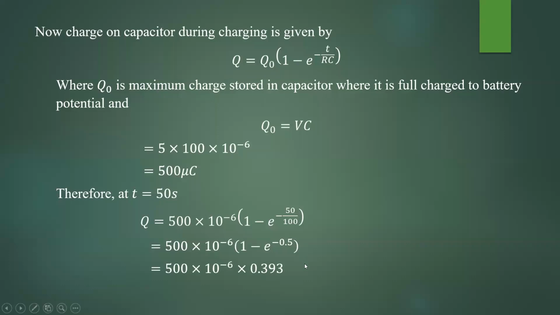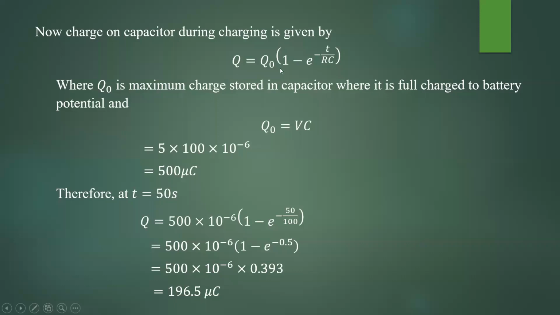That is somewhat 0.61 something. Then if you calculate 1 minus that value, that will give you 0.393 into 500 into 10 to the power minus 6. If you multiply this 0.393 with 500, you will get 196.5 microcoulomb, with 10 to the power minus 6 kept as it is. You will get the answer 196.5 microcoulomb.